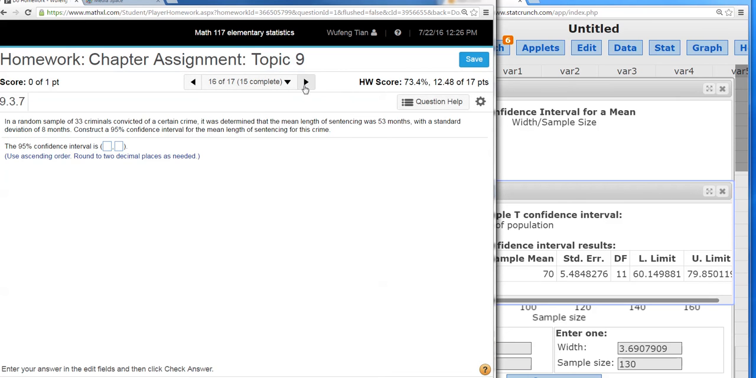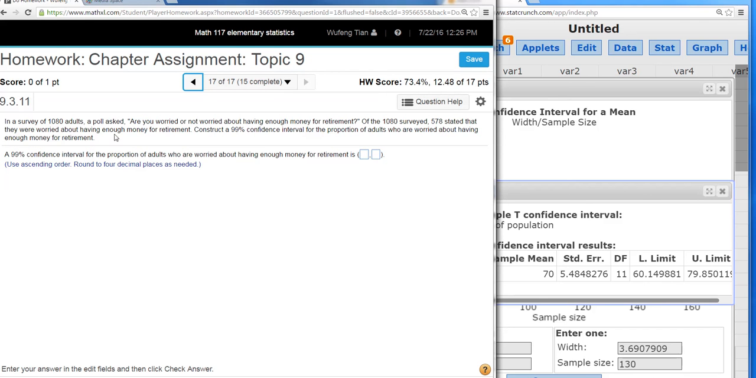Okay, so number 16 is exactly the same thing as the previous one. The mean value is given, the standard deviation is given, 95% confidence interval, so it is exactly the same as the previous one. Okay, it should be the same.